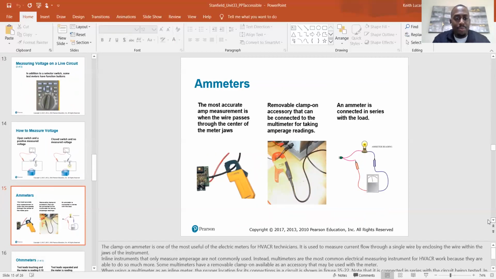Ammeters. The clamp-on ammeter is one of the most useful of the electric meters for HVAC technicians. It is used to measure current flow through a single wire by enclosing the wire within the jaws of the instrument. Exhibit A. That would be the amp clamp.